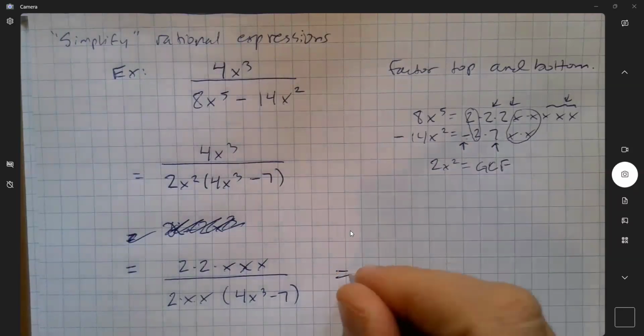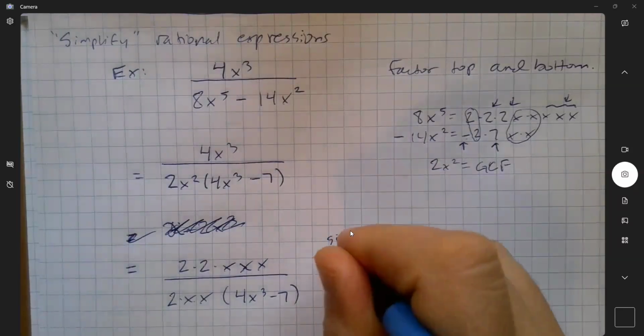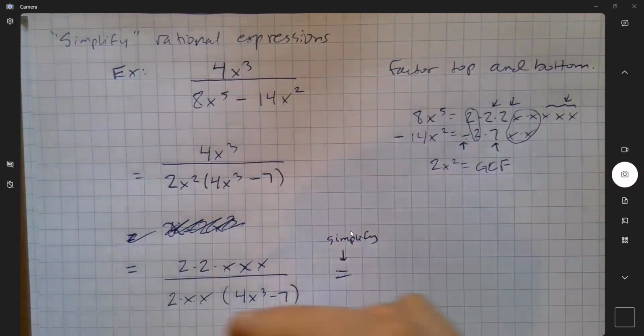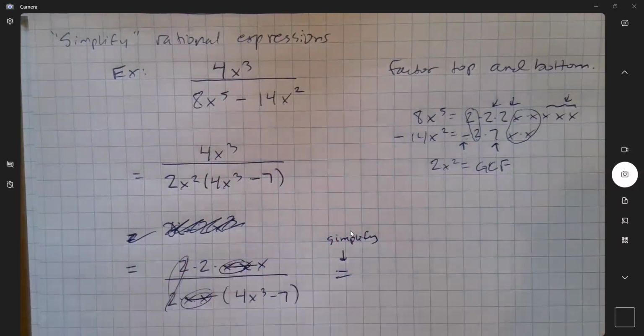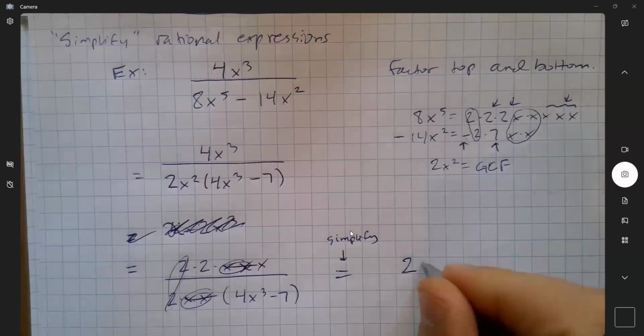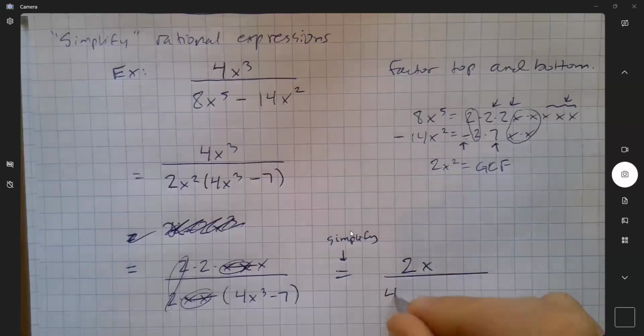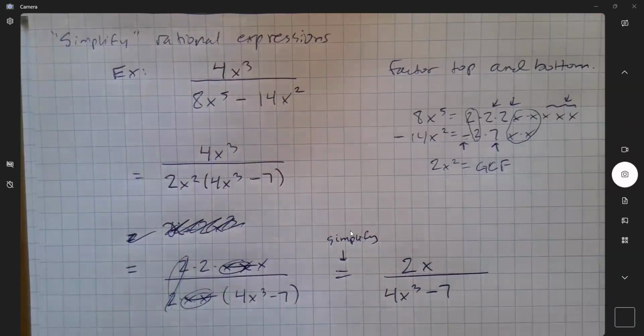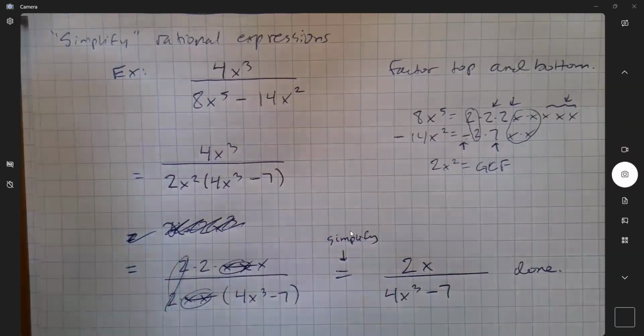So instead, I'm going to simplify. I have a 2 and a 2 which cancel, and I have two x's on the top and on the bottom, and so I end up with 2x over 4x cubed minus 7, and that's as simple as it's going to get. I'm done. All right, let's do a couple more examples.